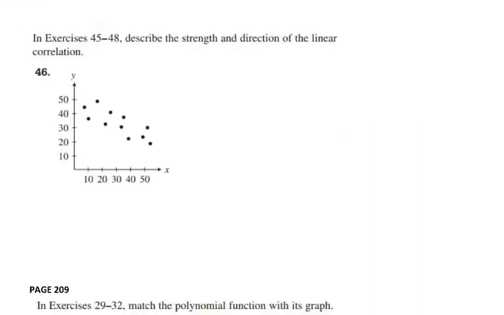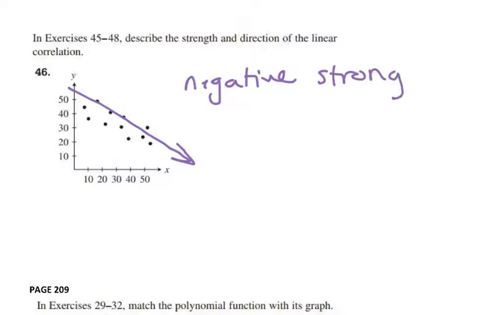Alright, next question. We're going to describe the strength and direction of the linear correlation. So this is just what is our trend looking like, and it's definitely trending down here, and so we're going to say that this is a negative correlation. And we're going to talk about its strength, and we're going to say it's a strong correlation. Basically, the only time it's weak is if it's very sparse and sporadic and doesn't have necessarily a trend, like this one clearly does. Correlation, yeah.